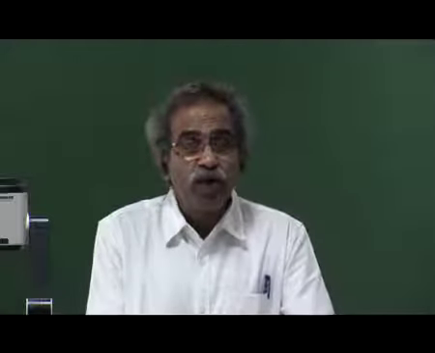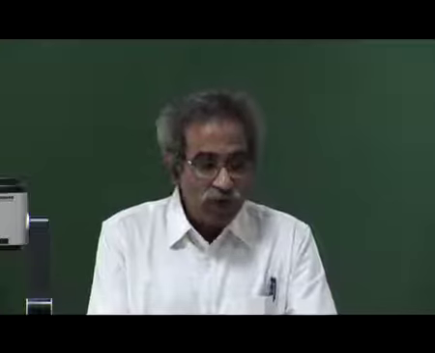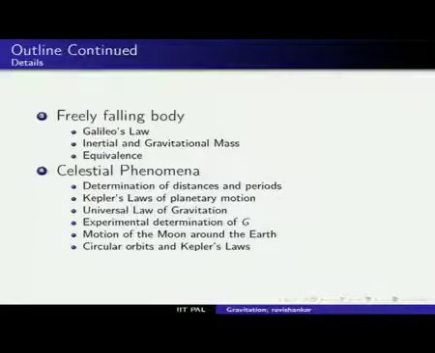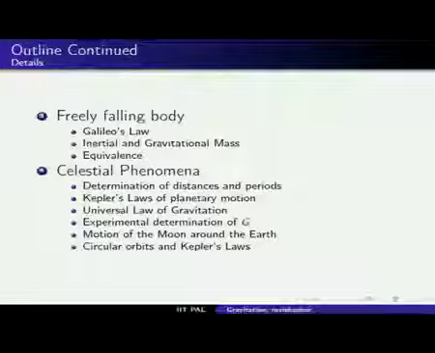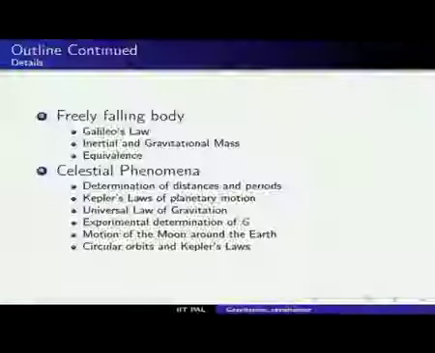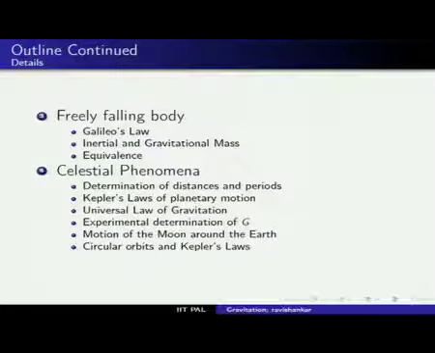Before I go straight to gravitation again, what we now do is look at celestial phenomena. Celestial is what happens in the sky. What is important for us is to know how the ancient astronomers all over the world, Babylonians, Greeks, Chinese, Indians, were able to determine distances and time periods of objects in the sky.